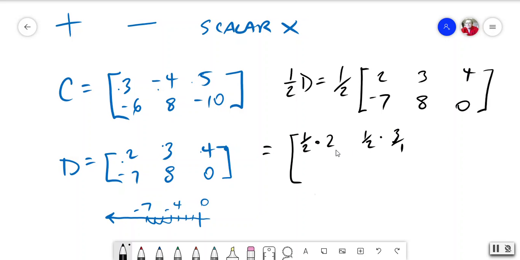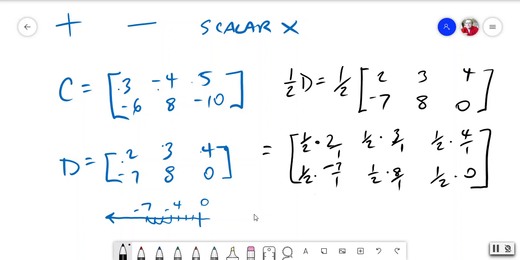I'm going to rewrite it. I guess I should be consistent and rewrite these all as fractions, just to be nice about it. 1/2 times -7/1, 1/2 times 8/1, and 1/2 times 0. Well, your 2's cross cancel, and you just get 1. This gives me 3/2, which is 1.5, but I'm going to leave them as improper fractions.